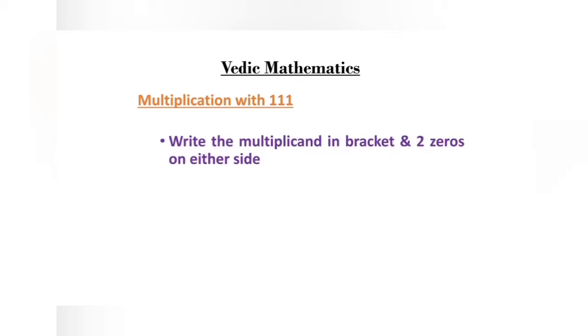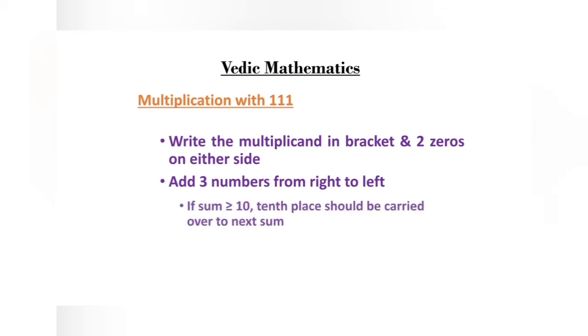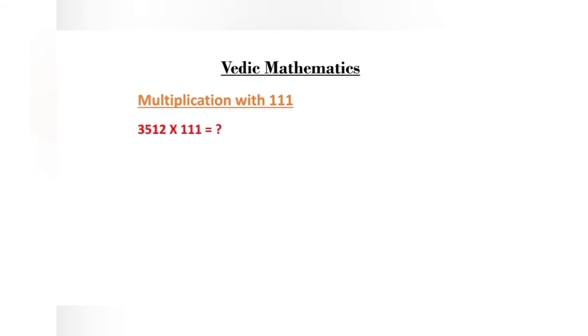Friends, hope you are clear with multiplying any number with 11 in seconds. We'll see now multiplying the number with 111. The process followed in this is also same as we did for 11, but with a small change in step 1 and step 2. In step 1, write the number to be multiplied in bracket and 2 zeros on the either side instead of 1 zero. In step 2, separate with a group of 3 numbers and add them instead of 2 numbers. In step 3, add the number starting from unity place and carry forward if getting 2-digit number. We will see with multiplication of 3512 with 111.